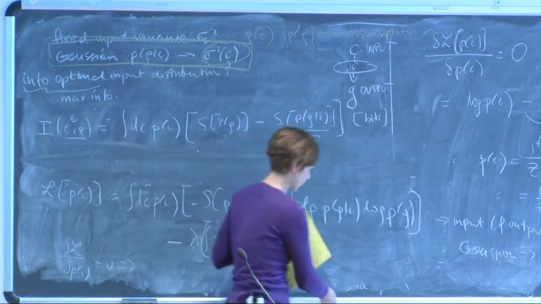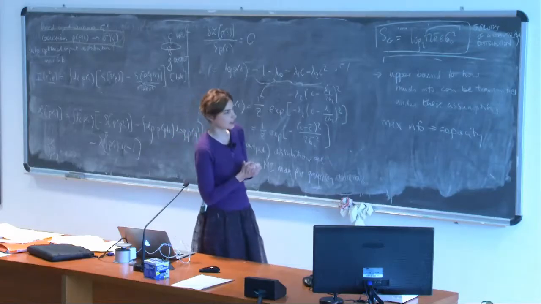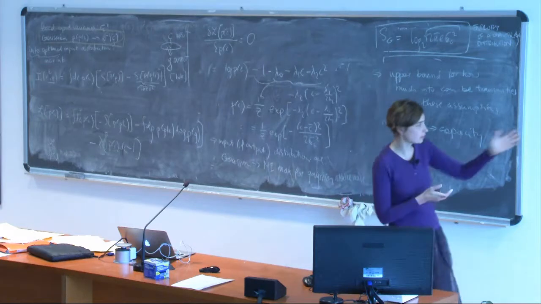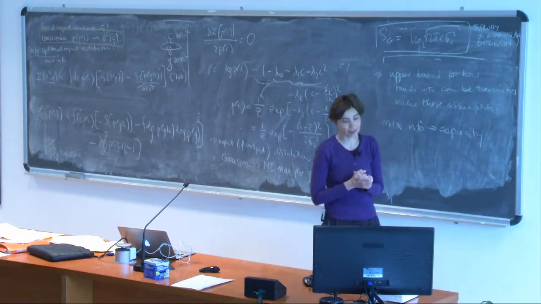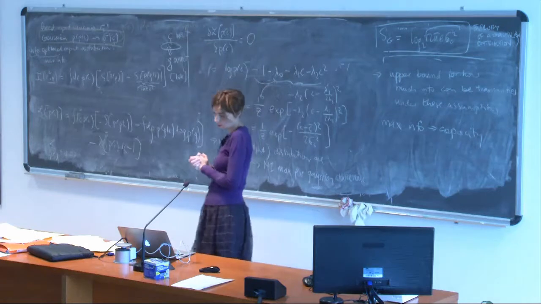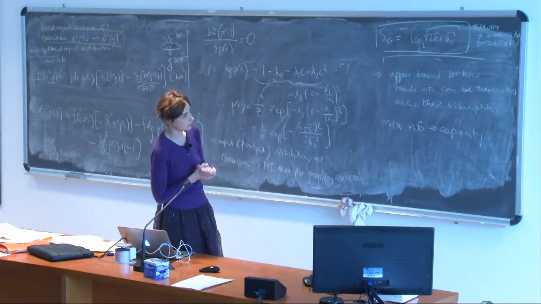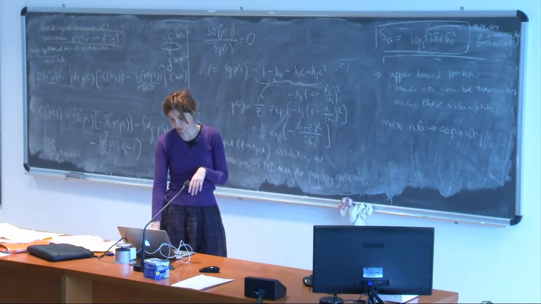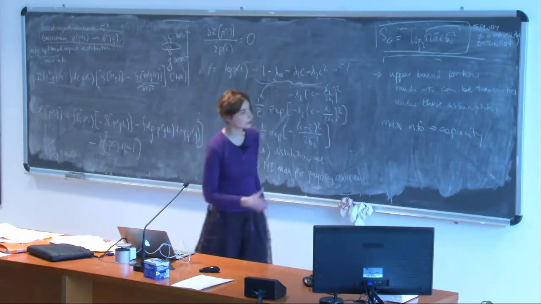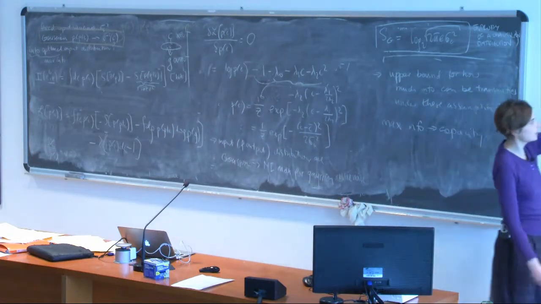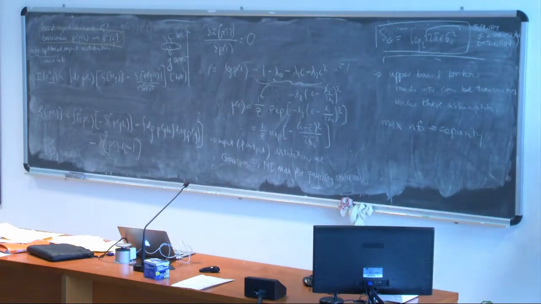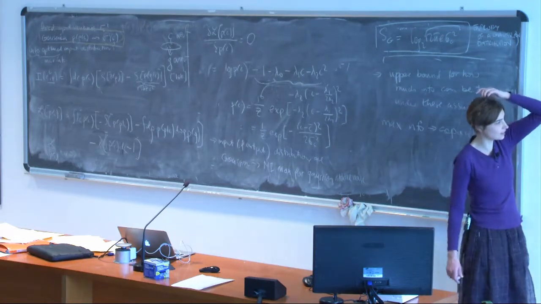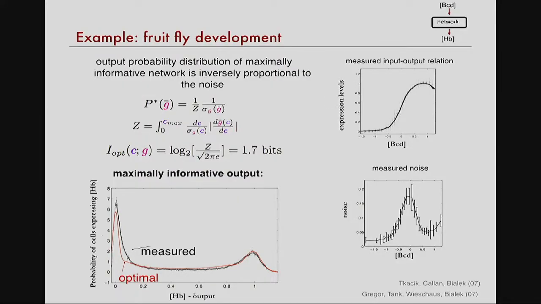I'll show you the result on the slide. Basically, as I said, you make this assumption of a Gaussian, so the first thing you may want to do is actually verify that it is a Gaussian. So this is an experimental verification for the fly system that you do have Gaussian noise. And when you do this calculation, at the end of the day, you get that the mean of the output, which is the same thing as the input, because it's a one-dimensional problem, so the weights are the same, is inversely proportional to the variance, okay?